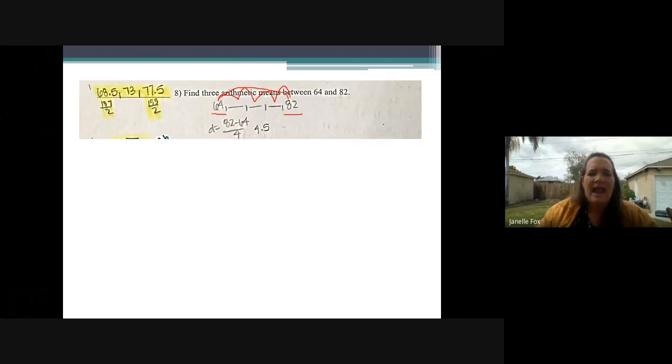So then I went ahead and added 4.5 to each of the terms and found the 3 guys in the middle. These numbers are what would be written on these blanks. You could have written it as a fraction or as a decimal. Doesn't matter to me, but the answers are 68.5, 73, and 77.5.